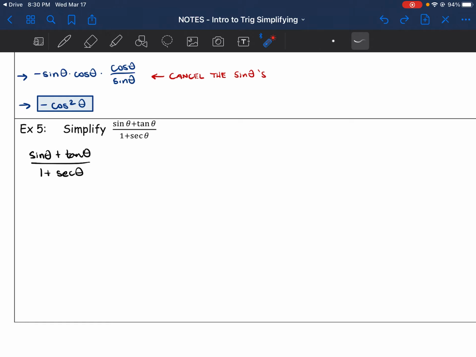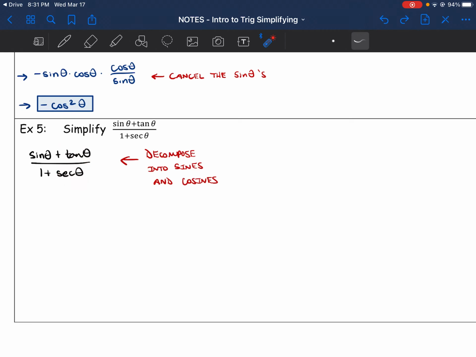So we're starting with sine of theta plus tangent theta over 1 plus secant theta. And we want to, again, simplify this down to either one trig function or a constant. I'm going to take a very similar approach as I've done with the other examples. I'm going to decompose everything that I can into sines and cosines, meaning this tangent will turn into sine theta over cosine theta, and this secant is going to turn into 1 over cosine theta.